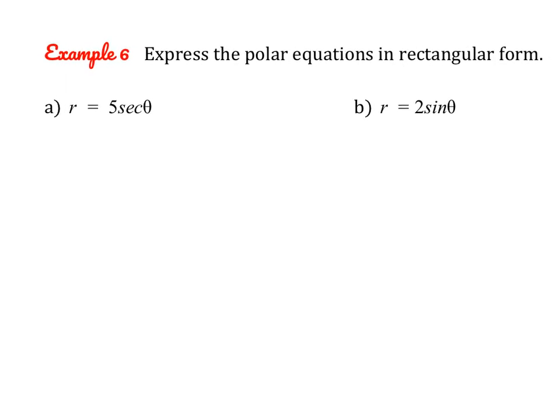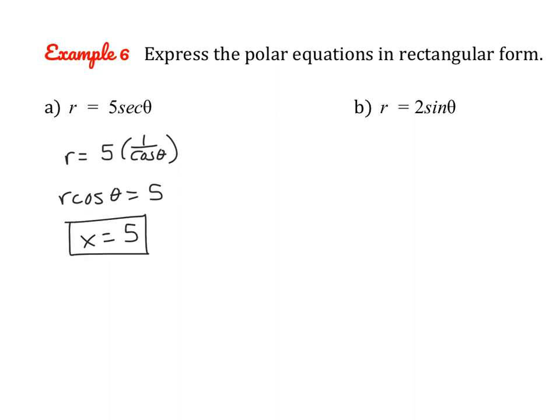Okay, so let's look at this first example together. So here we have r equals 5 secant of theta. So we don't see any of those things we listed in the last slide. So let's see if maybe we could rewrite something to make it a little bit easier. Hopefully we remember that secant is 1 over cosine. So if I multiply both sides of our equation by cosine, we get this. And remember, anytime we see r cosine of theta, we can replace it with x, so x equals 5. And there you have it.